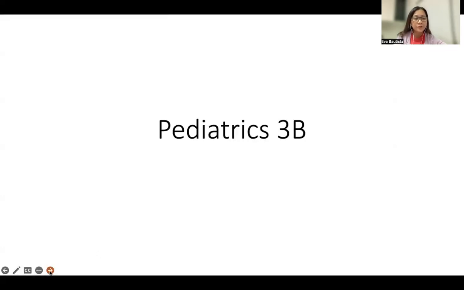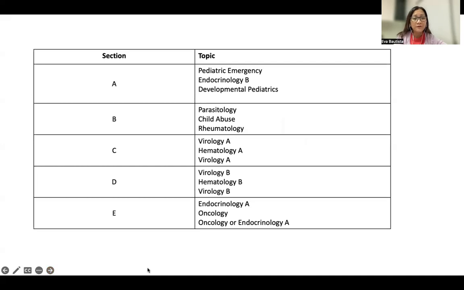Now for Pediatrics 3B, there are 5 sections and 3 groups per section. Okay, so you will have different major topics and you can choose one disease for that topic. Now you will notice in section C, 2 groups will be discussing virology A. So you can discuss in the class between the 2 groups so that you will not have an overlap on the topic, okay? The same thing with section D.